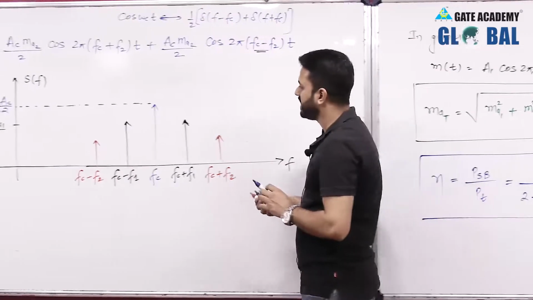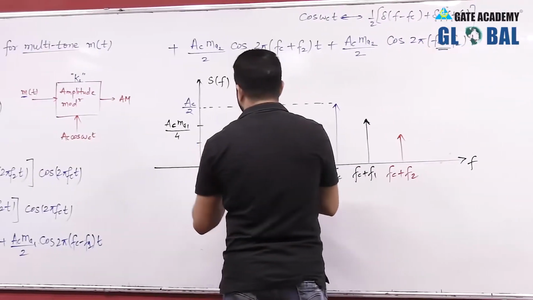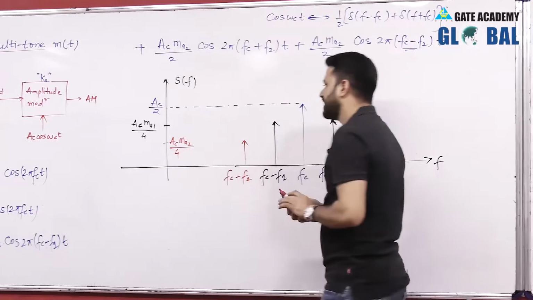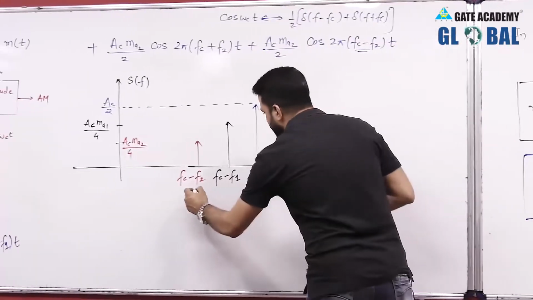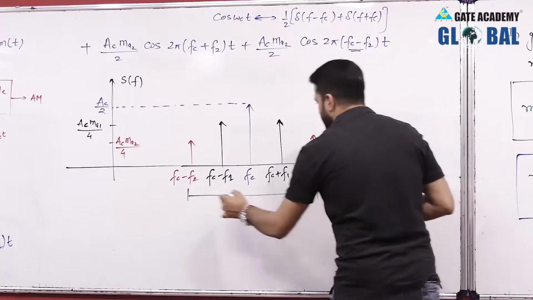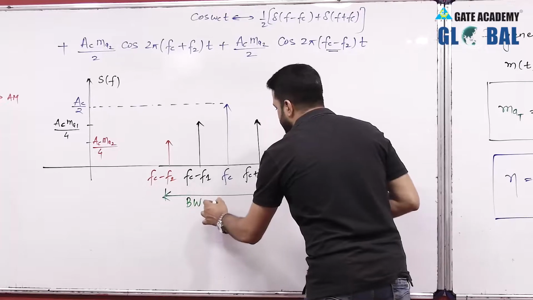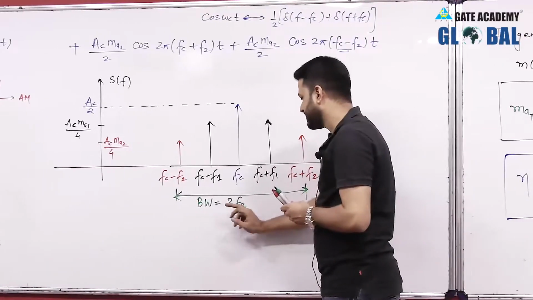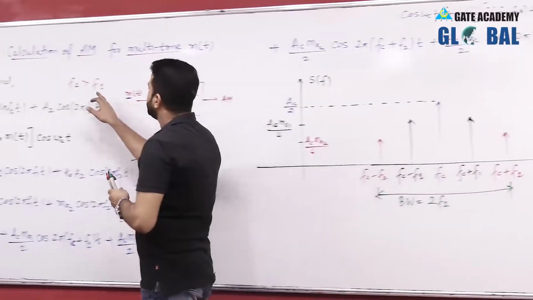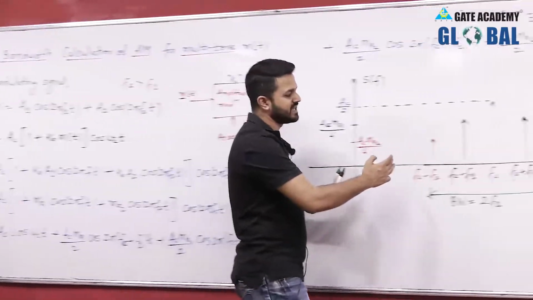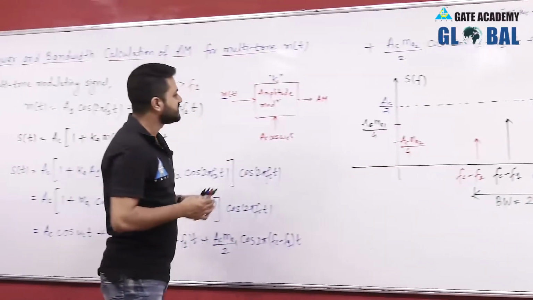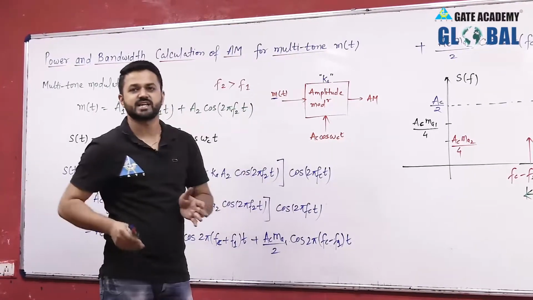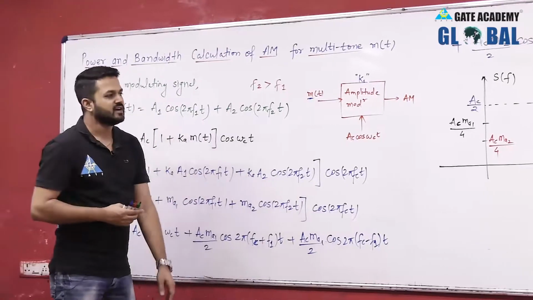You can write the amplitude here also. The amplitude will be Ac Ma2 divided by 4. So the bandwidth will be the highest frequency component minus the lowest frequency component. This is 2 times f2. The bandwidth is 2 times f2, and because f2 is greater than f1, the spectrum is extended up to fc plus f2. If there are more frequency components, whatever the highest frequency is, the spectrum will extend up to the carrier frequency plus that highest frequency.